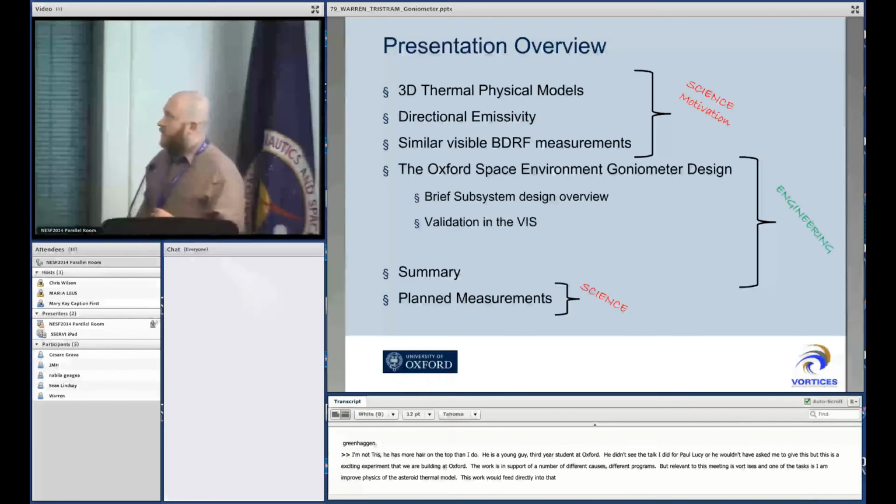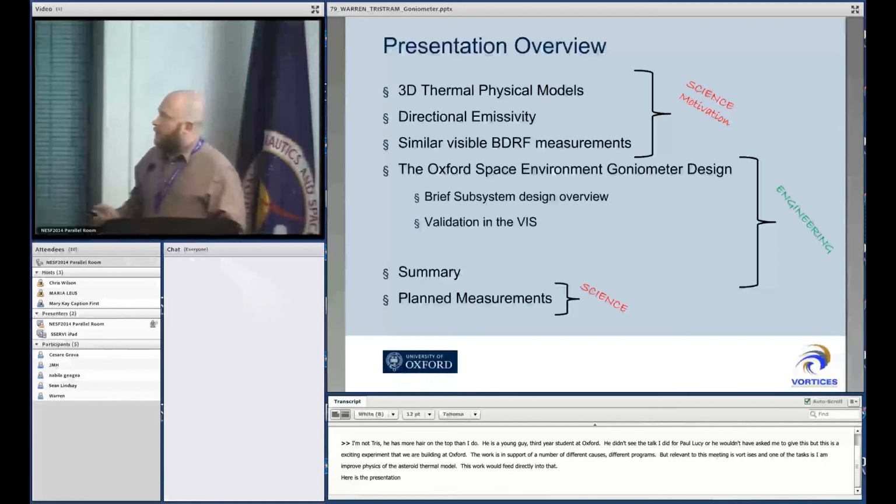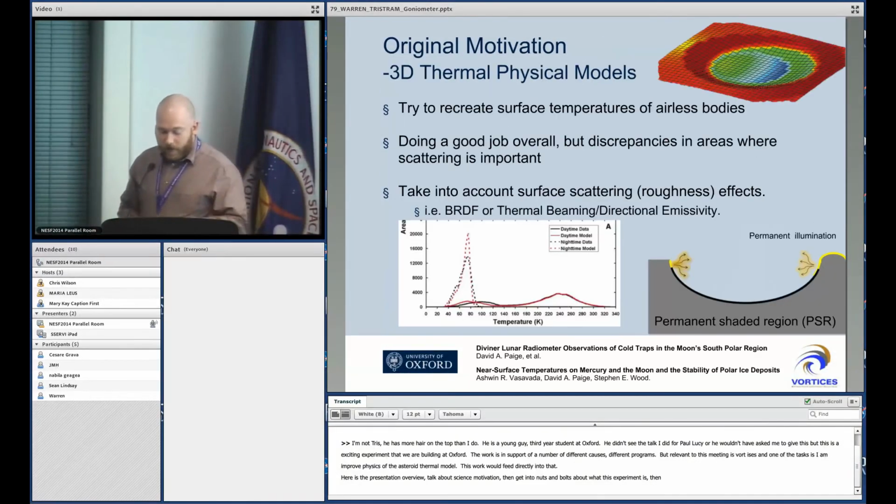So here's the presentation overview. Talk about the science motivation, then get into some of the nuts and bolts about what this experiment actually is, and then finish up with a list of the planned measurements.